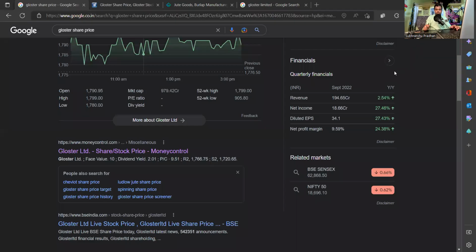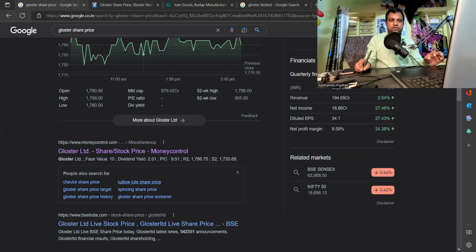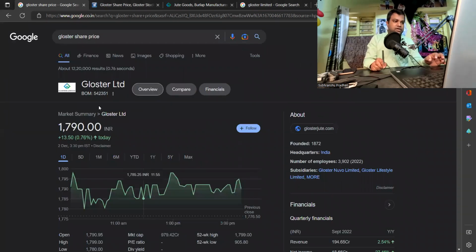So let us go to Gloster Limited. Let us discuss briefly some of the fundamentals, not in an elaborate way. Gloster Limited is now trading around 1790, and the product of this company is basically jute related products.